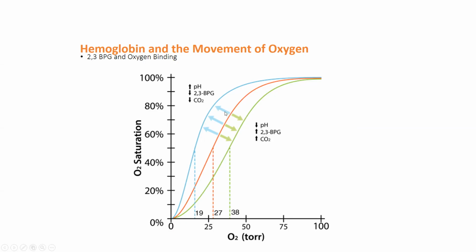But if you move to the left, that means the pH is high, there is low 2,3-BPG, there is low carbon dioxide. That means the situation here is very nice, it's vacation, there's no stress. So now the affinity for oxygen by hemoglobin will be more. So as you move to the left, there are no stressful conditions. We don't need to unload oxygen. So the graph is going to shift to the left.